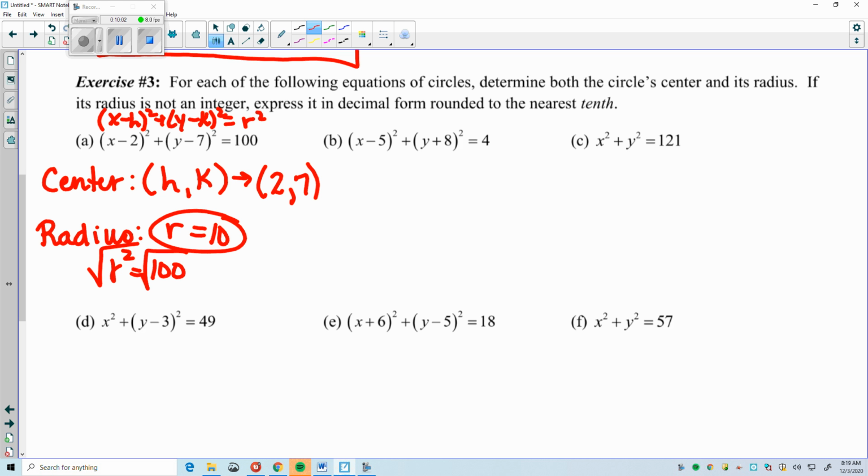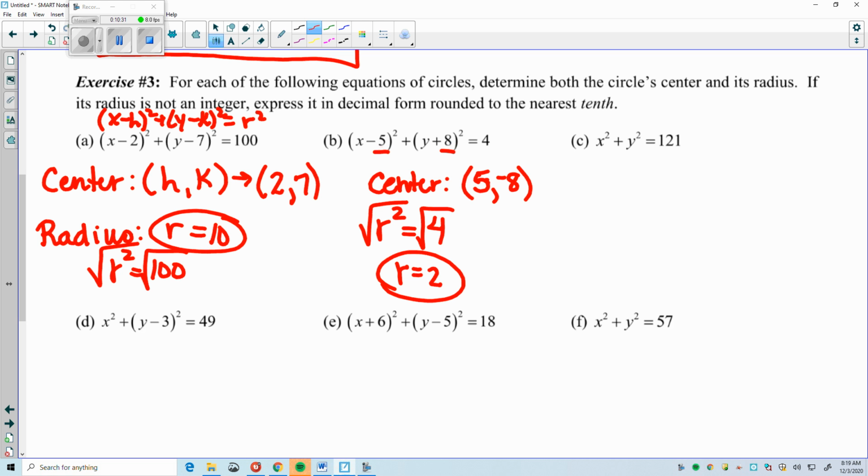Okay, we'll try another one. So we're looking for your center. I'm going to take these values, and it might be easier to think to yourself, flip the signs. So this looks like a -5, it's really going to be a positive. This looks like a +8, it's really going to be a negative. And then to get your radius, right now in the formula you have r² = 4. So when you square root it, we take the positive value and r would equal 2. So we have your center and your radius.